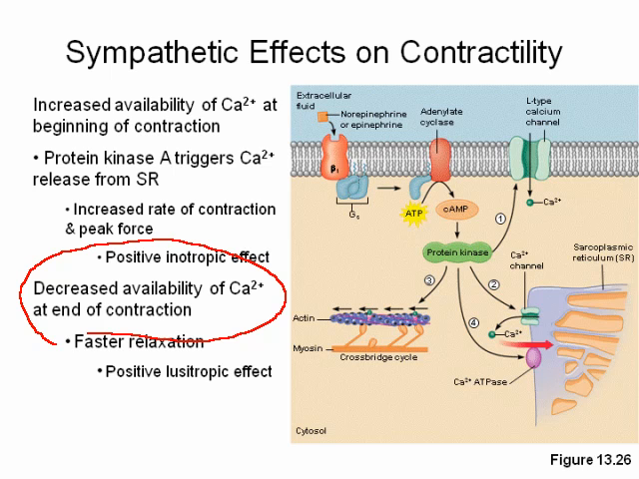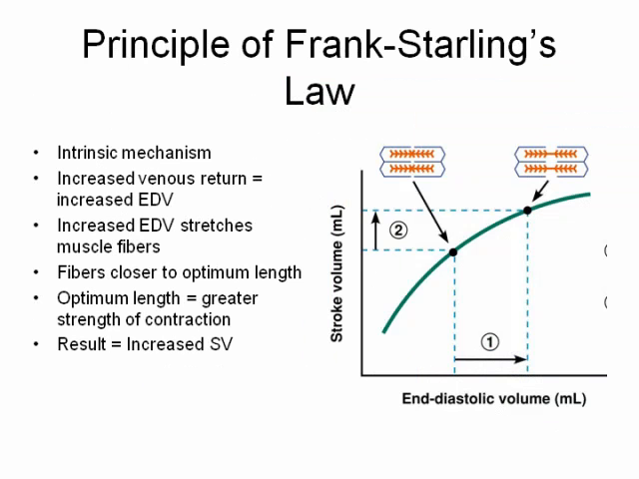And decreased availability of calcium at the end of contraction by working on the SERCA pump. So we have faster relaxation. This is called a positive lusotropic effect. So everything we've talked about so far is extrinsic control of stroke volume. Now we're going to talk about intrinsic control.